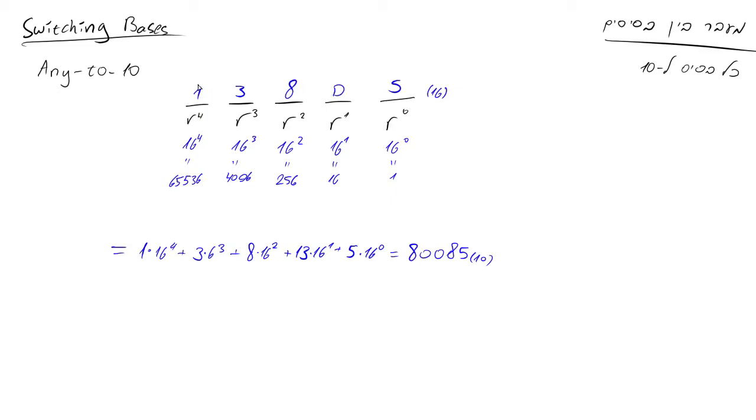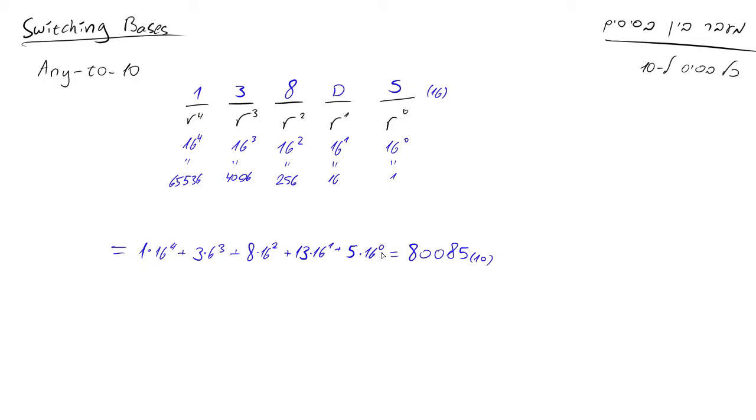And what we do is the same thing. We take the base, which is 16 in this case, we take its powers, and we say this is the value of each digit. So we have 1 times 16 to the power of 4, 3 times 16 to the power of 3, 8 times 16 to the power of 2, D, which is 13, times 16 to the power of 1, plus 5 times 1.